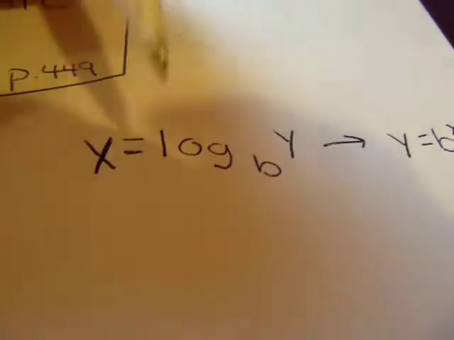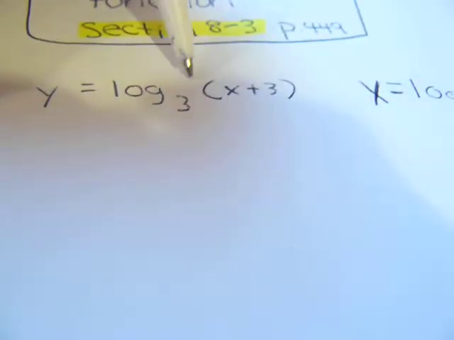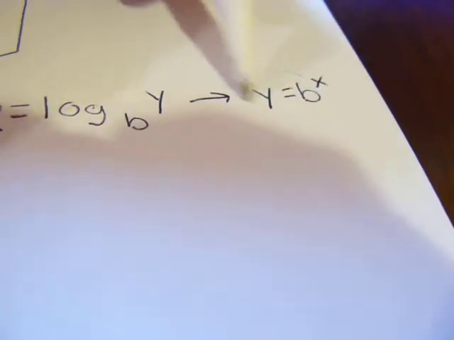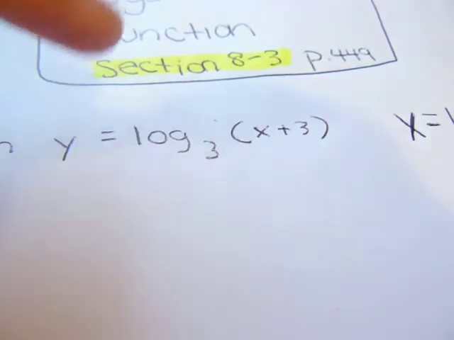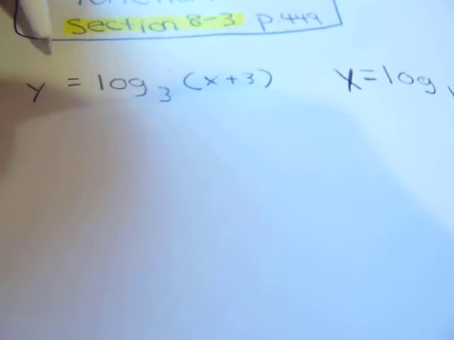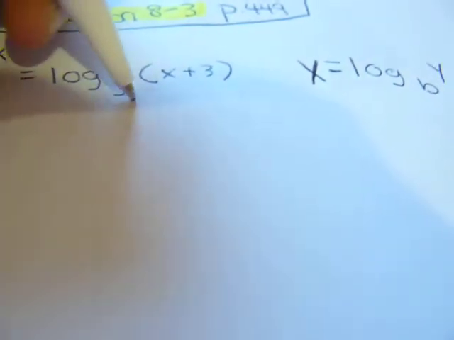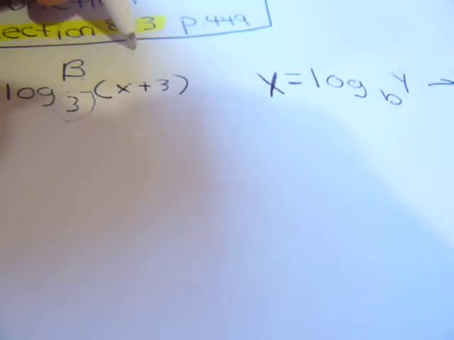So then we know that this equation here is the same as this equation here. What we need to do is take this equation and transform it into an equation like this. So, we need to find out which part of this equation is the x, the b, and the y. We know that the y in this case is the x. We know the 3 in this case is the b. And we know the x plus 3 is the y.